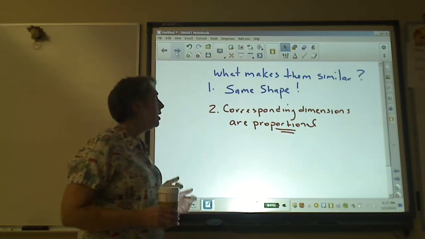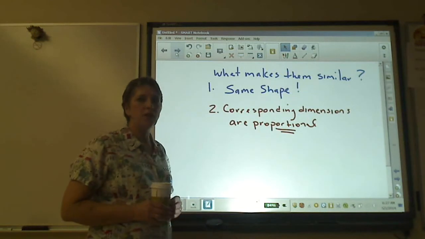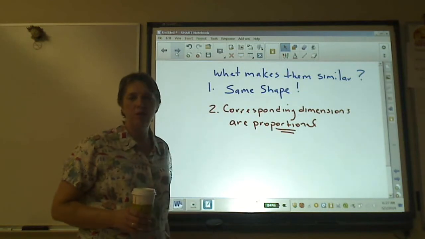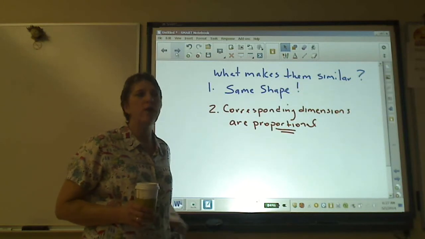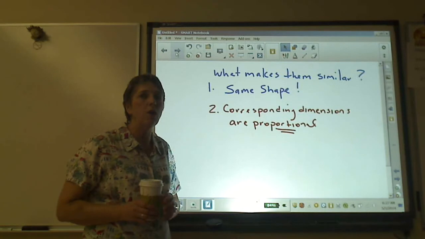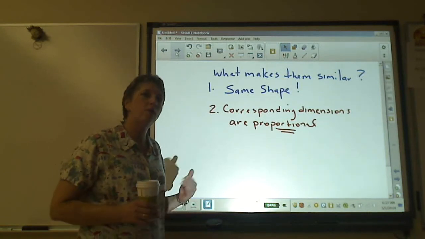And two, and the most important thing, because sometimes it's hard to tell, the corresponding dimensions have to be proportional. That makes two prisms similar. They have to be proportional. Now you think back to what proportions are. Key word, similar fractions that you set up and you use the cross products property to solve and find a missing part.